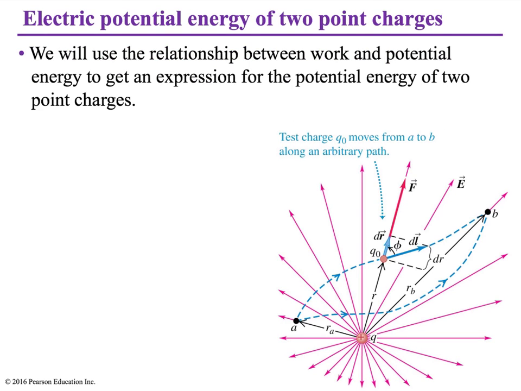Okay, so now we're going to try to figure out an expression for electric potential energy, and we're going to start off with the electric potential energy of 2-point charges, and we're going to derive an expression for that. The way that we're going to imagine it is I have a charge Q, which is going to create an electric field. And then we're going to put Q naught, we're going to allow it to move in this electric field.